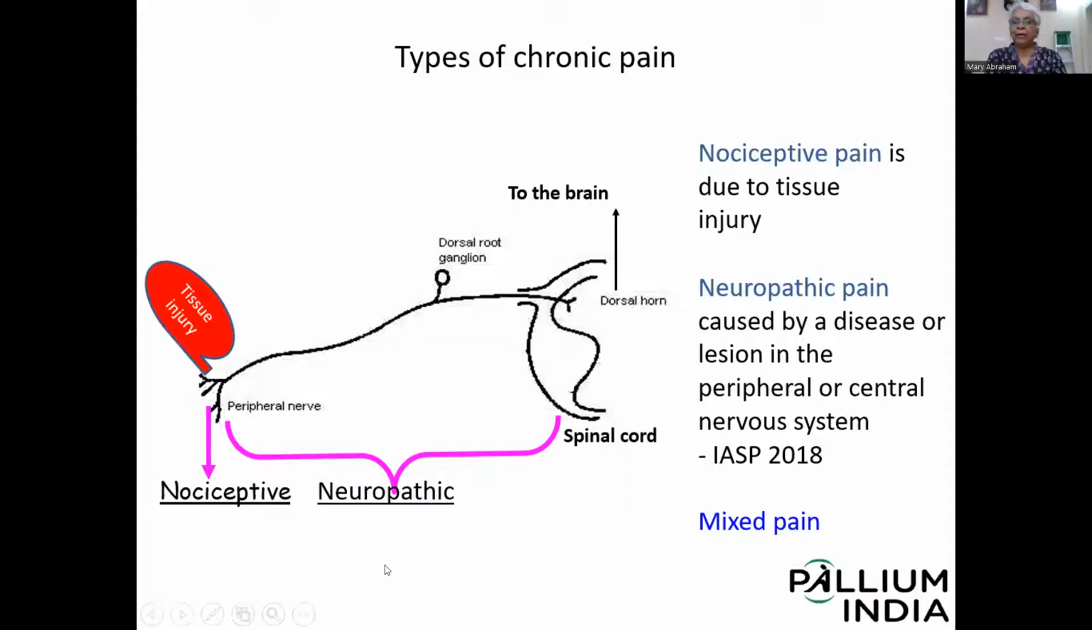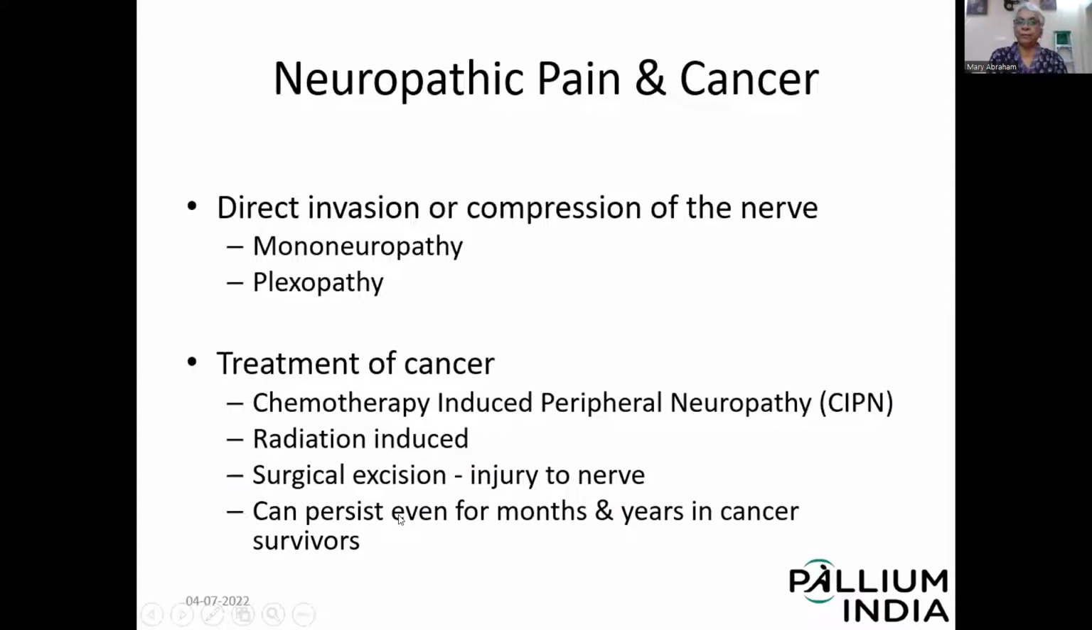Just a little bit on recapitulating what is nociceptive and neuropathic pain. Nociceptive pain is because of tissue injury and it occurs at the periphery where the nociceptor is there. Anything beyond this in the peripheral nerve or in the dorsal horn or in the spinal cord or in the brain comes under the category of neuropathic pain. So, according to the definition, neuropathic pain is caused by a disease or lesion in the peripheral or central nervous system. Sometimes the pain can be a combination of nociceptive and neuropathic.